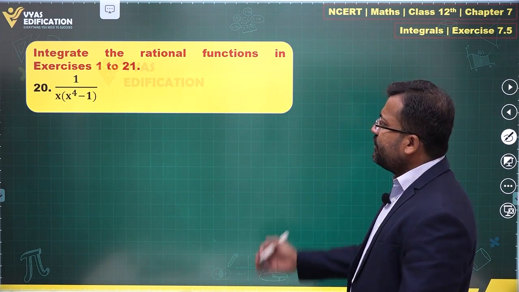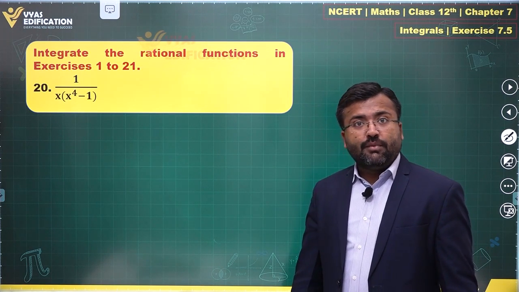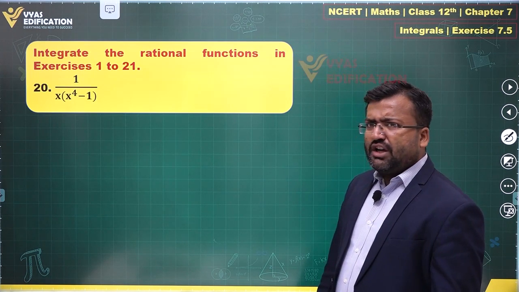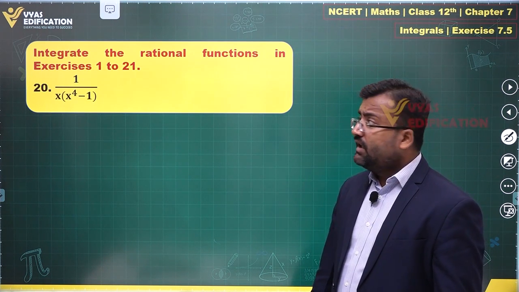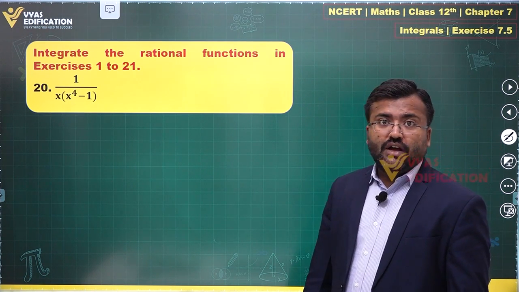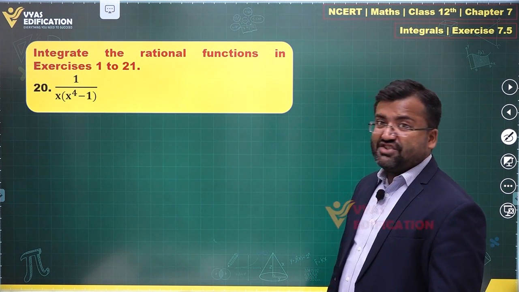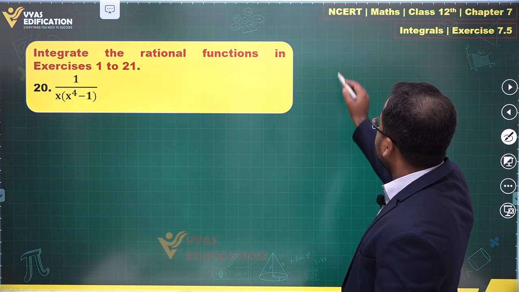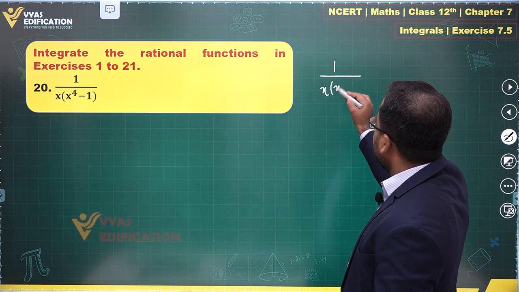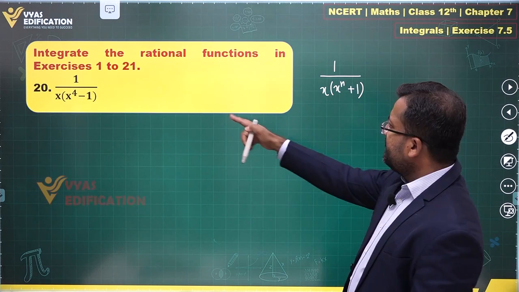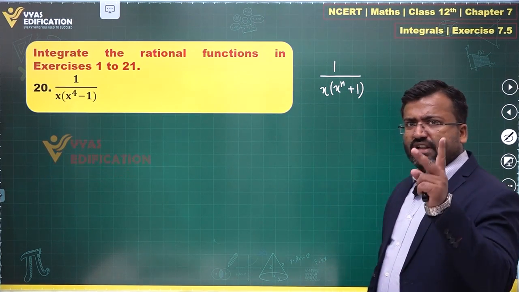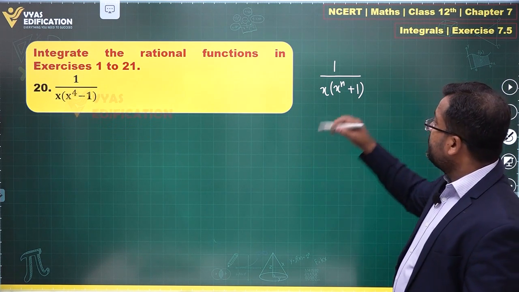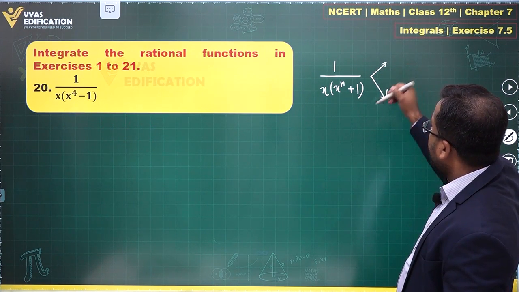Question number 28 says 1 upon x times x power 4 minus 1, and if you observe, this is a polynomial in the denominator, there's no doubt about that. But if you go about finding the partial fractions directly, you'll face a lot of difficulty. So remember a previous question which we just saw some time back, 1 upon x times x power n plus 1. Do you see that this one is similar to this, right? There were two methods with which we approached that question. One of the methods was given as a hint, and what did we do?